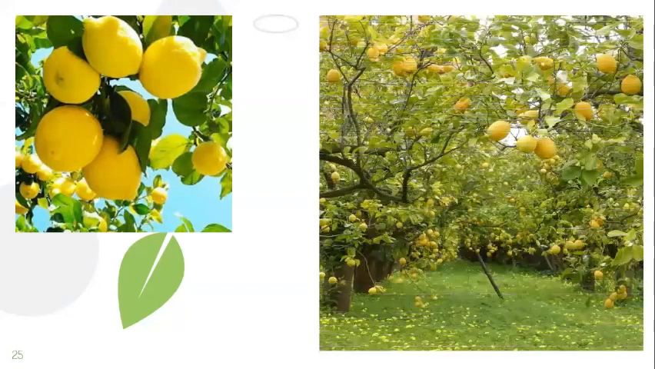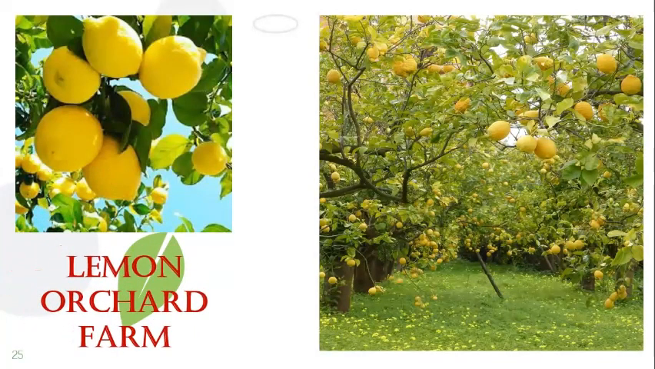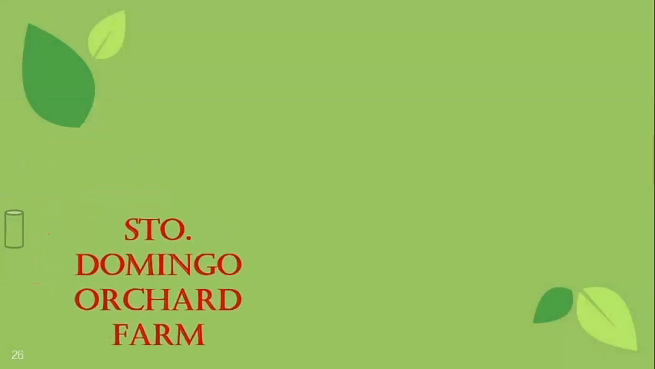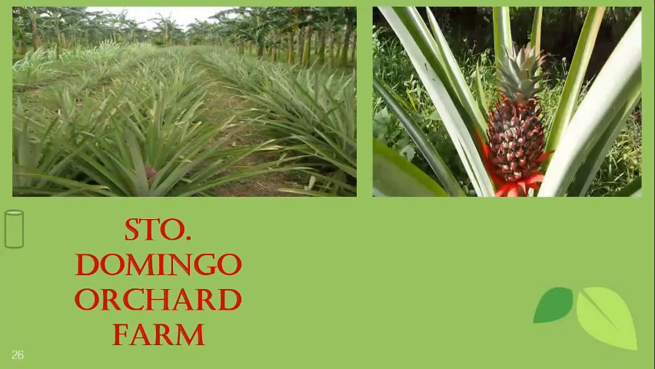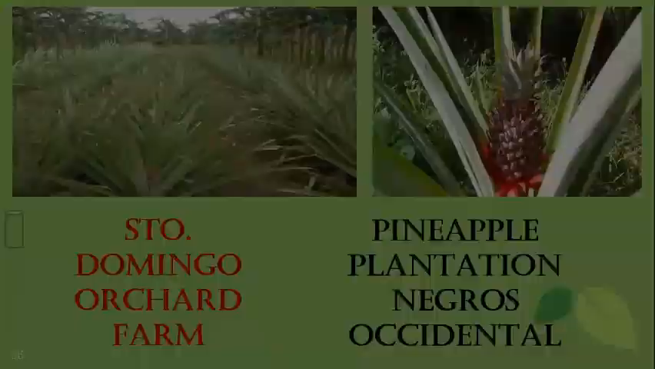Next, what fruit is this? Can you see their plantation or their farm? This is the Lemon Orchard Farm located in Bohol. And in Santo Domingo Orchard Farm, can you guess what's their product? Very good. It is the pineapple plantation in Negros Occidental.